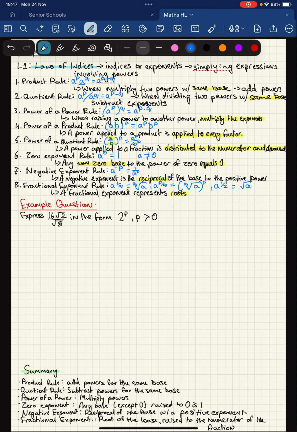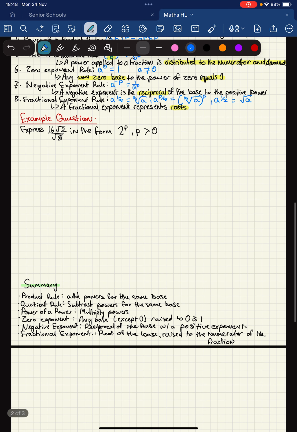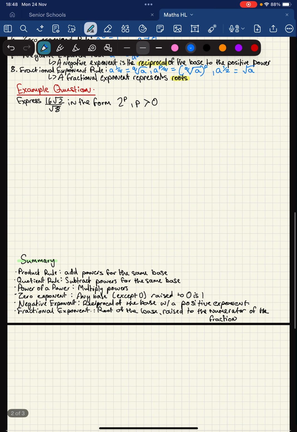But yeah, I hope that explains all the rules well. It's definitely a tough thing to explain. It's a tough thing to get the hang of, but just try to understand it as best as you can. And yeah, here we just have an example question to test your knowledge.